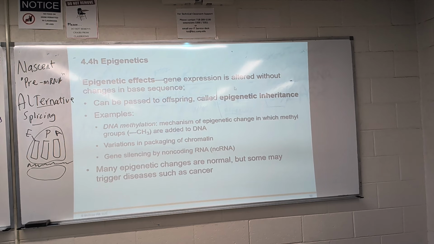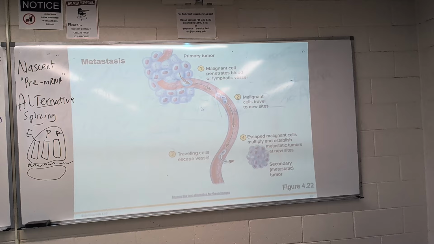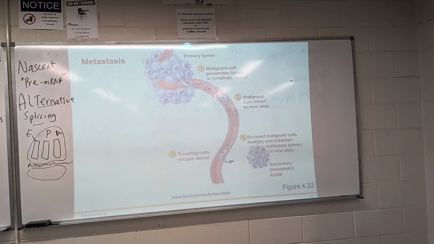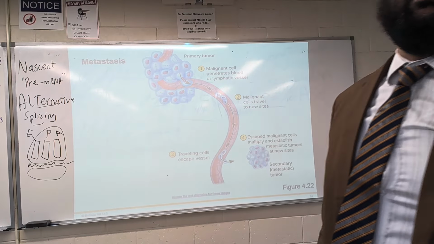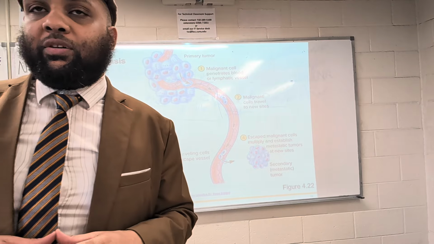Epigenetic effects are when gene expression is altered without changes in the base sequence. These are called epigenetic inheritance. And cancer is when tumors, you see, there are different types of tumor. There's invasive tumor and there is malignant tumor. What's the difference between invasive and malignant? Malignant and invasive, both of them are cancer.